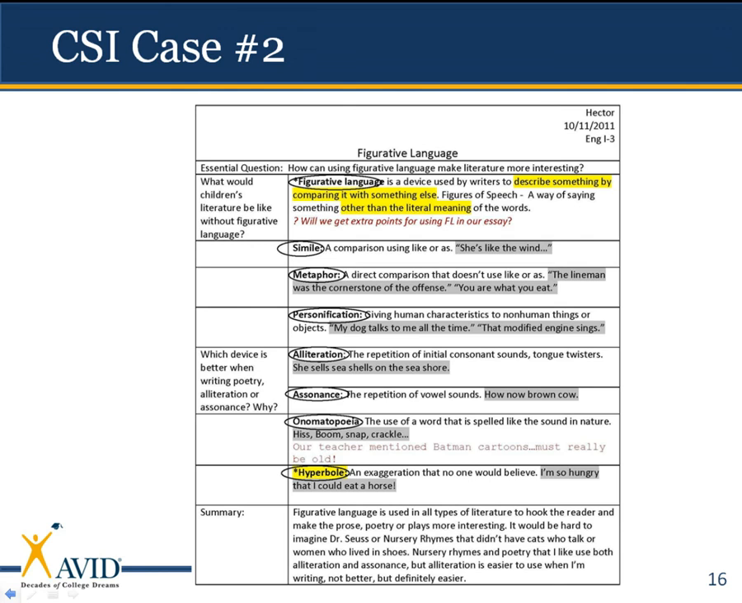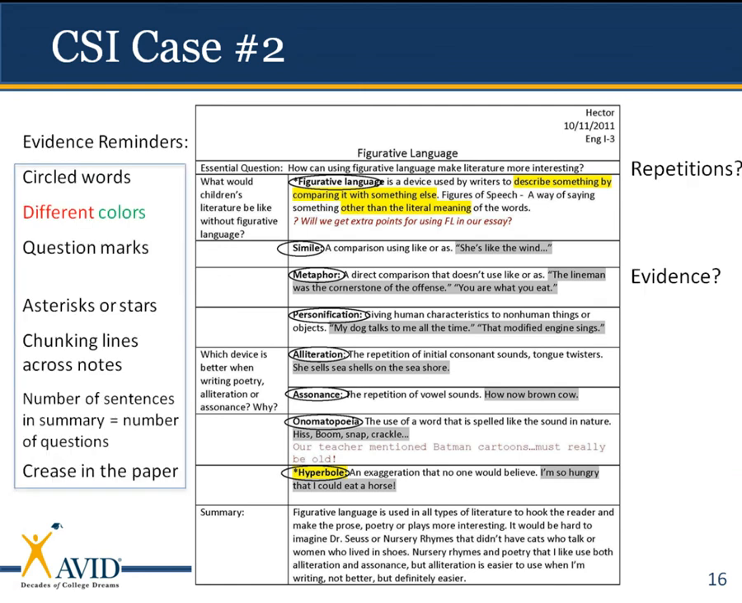What about case number 2? We're going to look at Hector's notes here about figurative language. I know some of you guys are doing most of your notes on your computer or on a tablet. And so some people say, well, we can't do repetitions on Cornell Notes if we do our notes on a computer. Well, that's not true, because Hector here showed us, as we look for evidence, he's got circled keywords, he's got different colors, he's got question marks where he identified points of confusion, hyperbole down there at the bottom, he asterisked a future test question. So Hector did a great job of getting repetitions over these notes. He's probably going to do pretty well in this test.